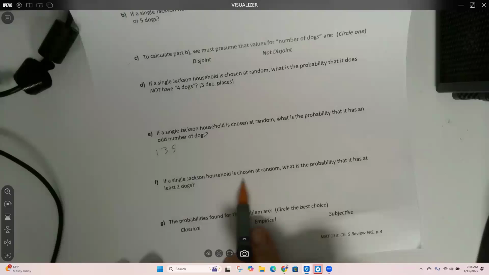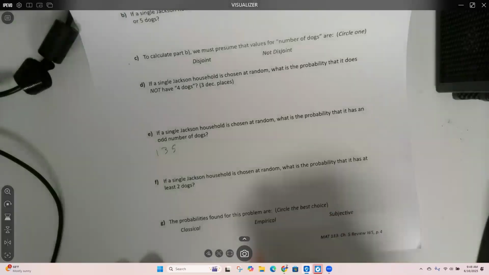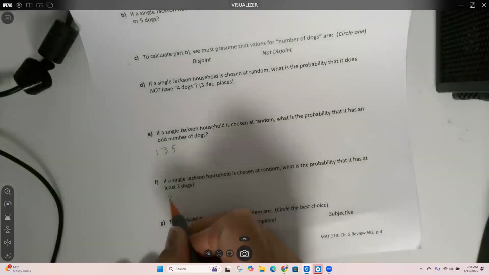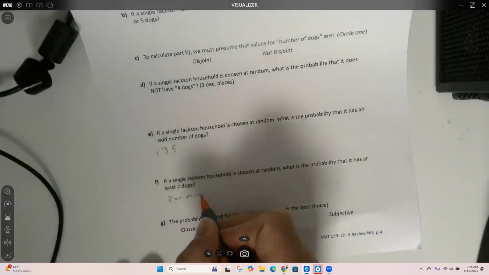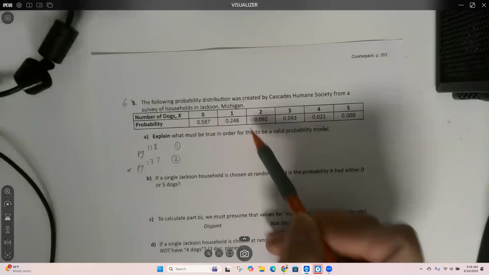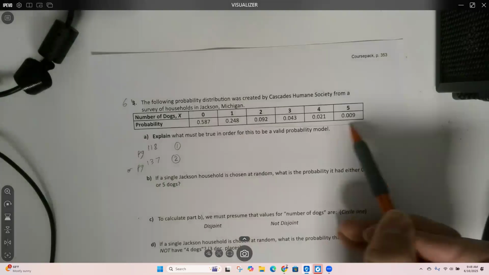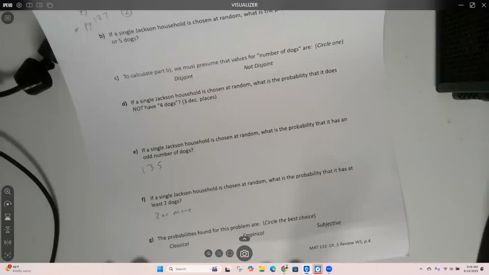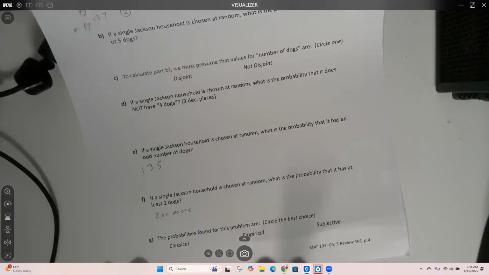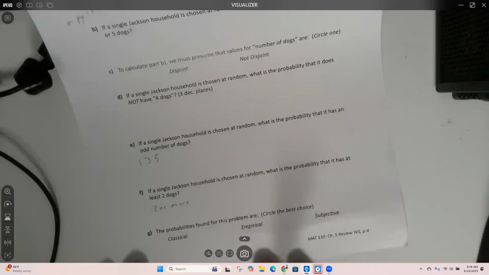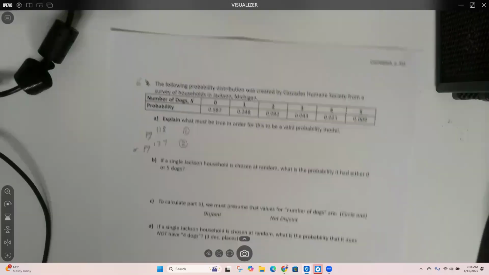If a single Jackson household is chosen at random, what's the probability that it has at least two dogs? That's two or more, right? So then two or more would be these ones here: two, three, four, five. Okay, all right. I think that's pretty easy. I think you guys got that.